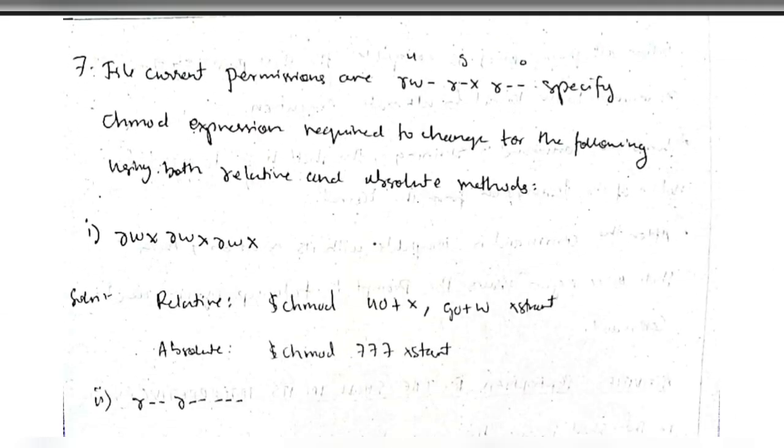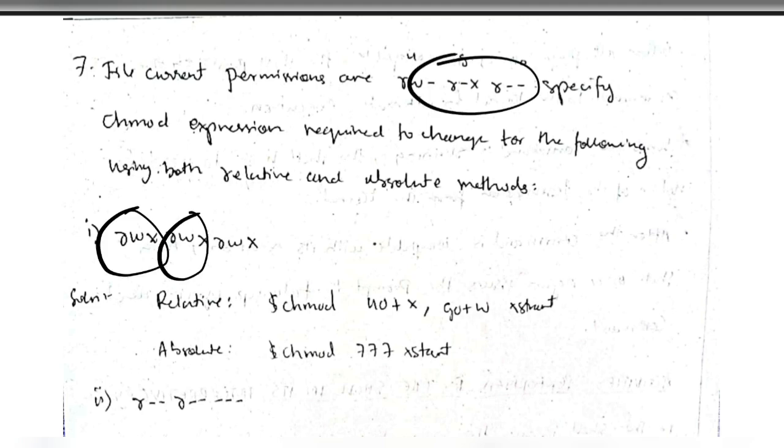And the next question is: the file permissions are rw-, r-x, and r--. This is for the user, this for the group, this for the others. Specify the chmod expression required to change the following using both relative and absolute methods. So the first one is you have to change this into rwx, rwx, rwx.